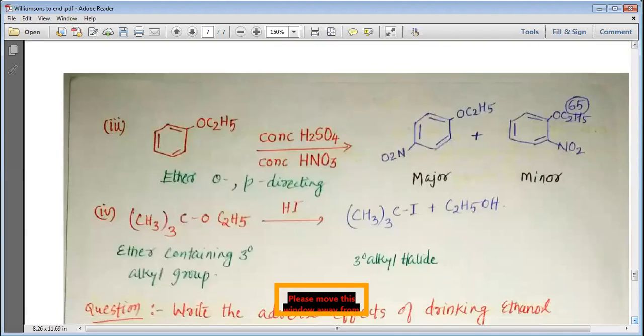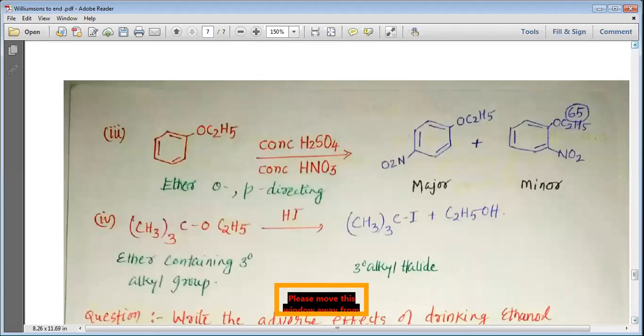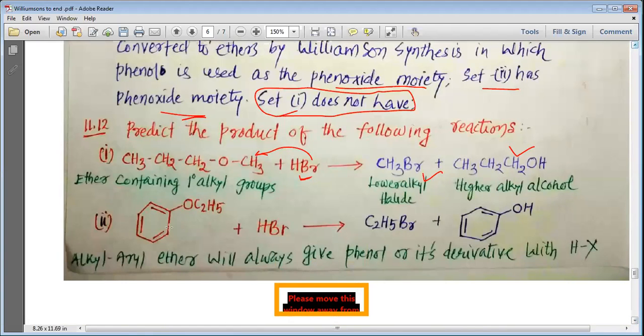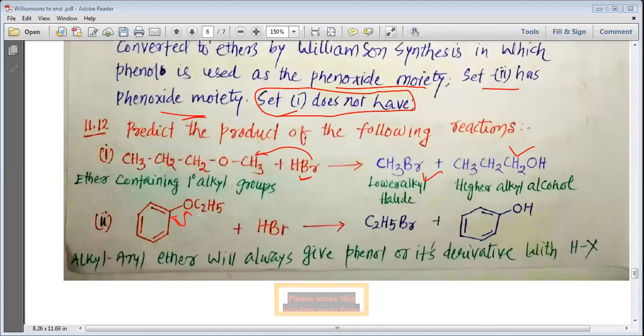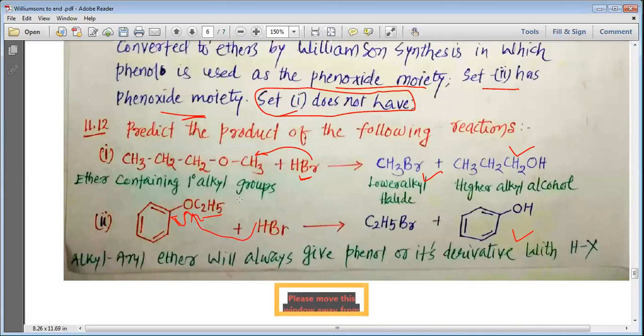Same way, my dear students, please remember that during the reaction with HI, the phenol and oxygen bond is very strong and cannot be easily broken. So the phenol and oxygen bond will not be broken, and we will get phenol or a derivative of phenol as one of the products, and that is why the H goes with the oxygen and C2H5 combines with the Br, and we get C2H5Br and phenol as the product.